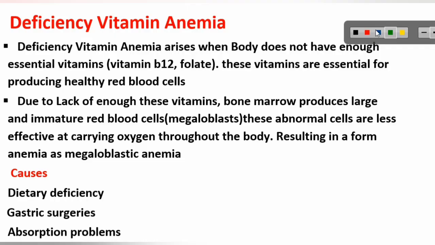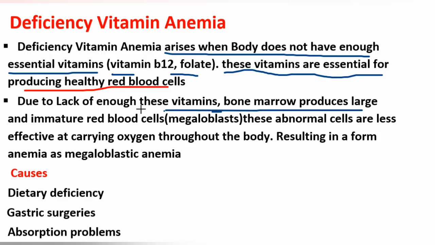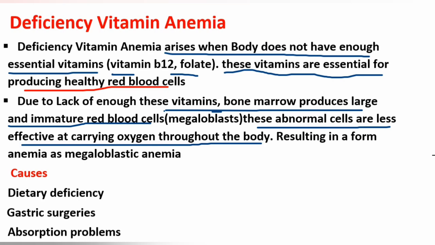Deficiency vitamin anemia. Deficiency vitamin anemia arises when the body does not have enough essential vitamins, for example B12 and folate. These vitamins are essential for producing healthy red blood cells. Due to a lack of these vitamins, the bone marrow produces large and immature red blood cells, megaloblasts. These abnormal cells are less effective at carrying oxygen throughout the body, resulting in a form of anemia known as megaloblastic anemia.